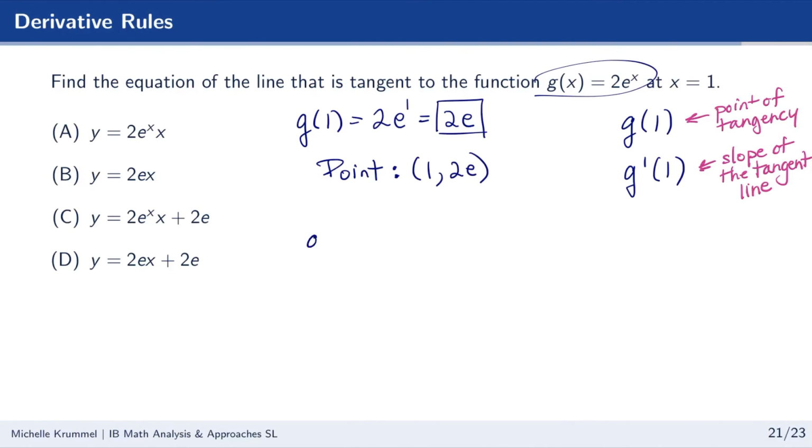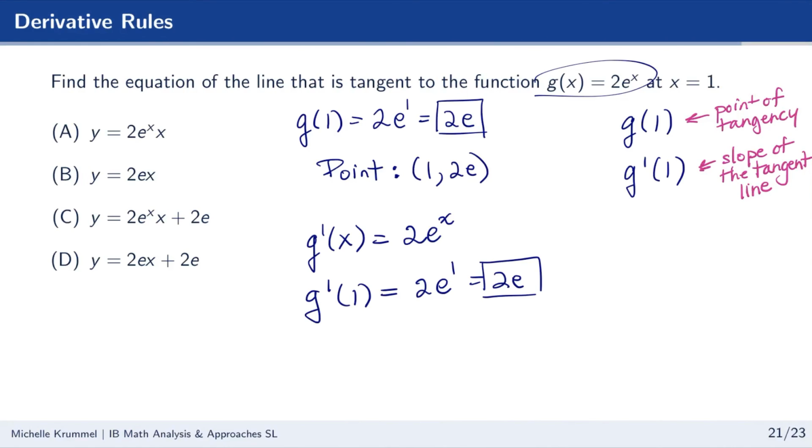Then we want to find g prime of 1, but first we have to find g prime of x, so we have something to substitute the 1 into. G prime of x is the derivative of 2e to the x. So constant multiple rule, 2 will be a constant multiple in the derivative, and then the derivative of e to the x is e to the x. So g prime of 1 equals 2e to the power 1, or 2e. Coincidentally, the same thing. G of 1 and g prime of 1 are both equal to 2e. That's just a coincidence.